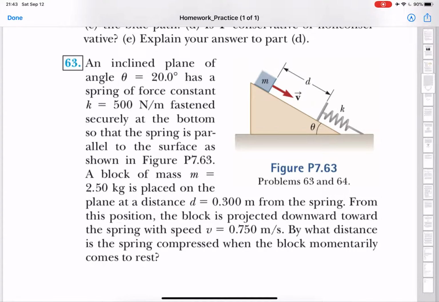Now the block has a mass M and is placed on the plane at a distance d from the spring. From this position the block is projected downwards towards the spring with a speed of 0.75 meter per second. By what distance is the spring compressed when the block momentarily comes to rest? So we have to find how much the spring will be compressed.